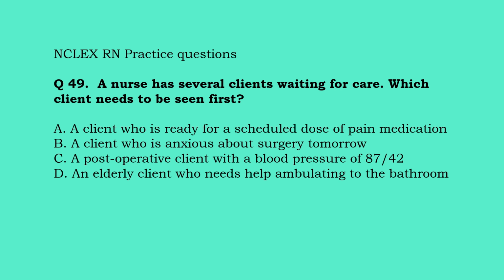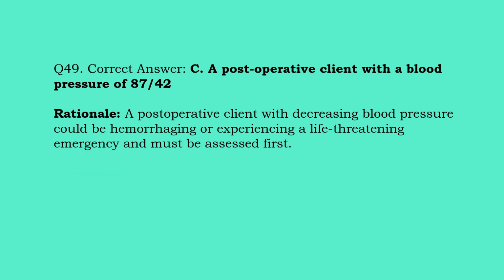A. A client who is ready for a scheduled dose of pain medication. B. A client who is anxious about surgery tomorrow. C. A postoperative client with a blood pressure of 87/42. D. An elderly client who needs help ambulating to the bathroom. Correct answer: C. A postoperative client with a blood pressure of 87/42.